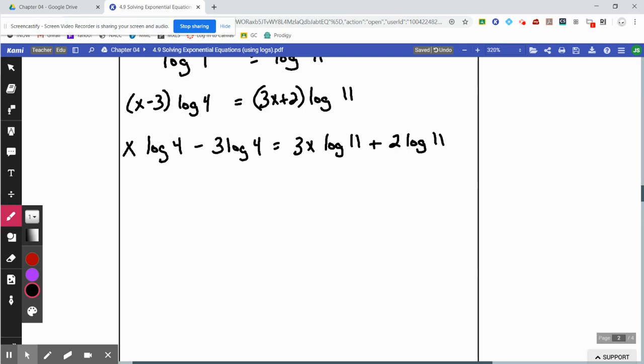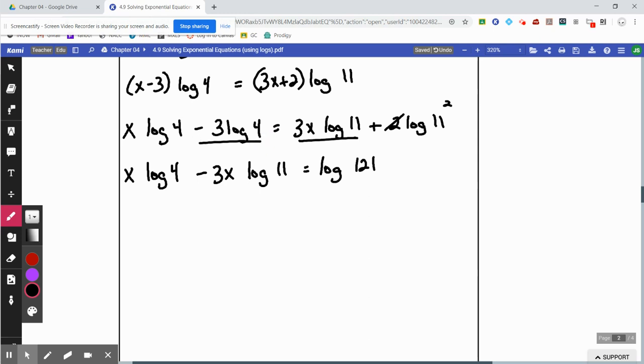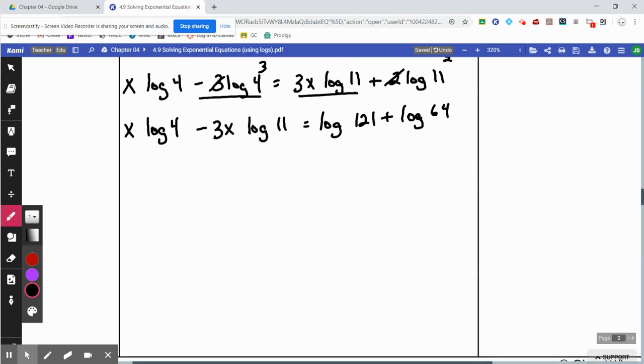Anything that has an x, let's move it to the same side, x log 4. Let's move this term over by doing minus 3x log 11 equals 2 log 11, which is already over there. And again, if you want, you could bring that 2 up here, and just to save some writing, you could write that as log of 121. This minus 3 log of 4 is going to turn into plus 3 log of 4, and you could bring that 3 up front. That's going to be plus the log of 4 to the third, which is 64. So you can write it either way, okay?